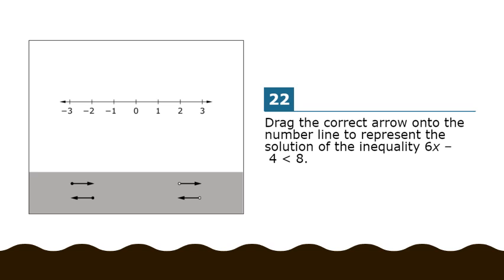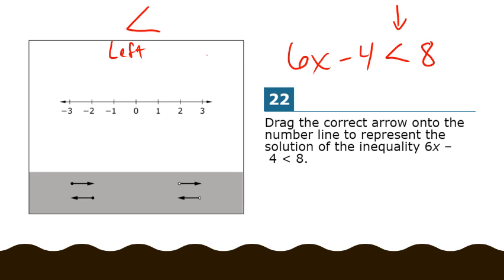Problem number 22 requires us to remember the inequalities. It gives us an expression for the inequality, which is 6x minus 4 is less than 8. Via process of elimination, I can already know which of these arrows that I can drag make any sense. Since it's just a less than symbol, this arrow has to be pointing to the left, and it has to be an open dot. The only one that fits that criteria is this one. Now, all I need to figure out is where I'm going to drag it on the number line.